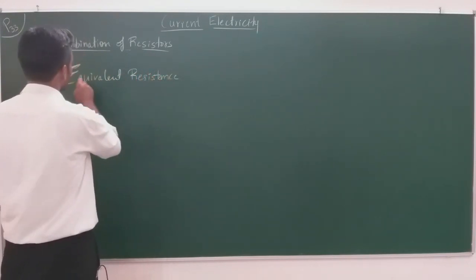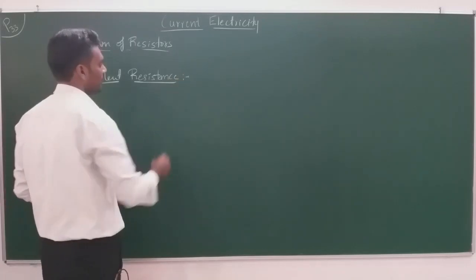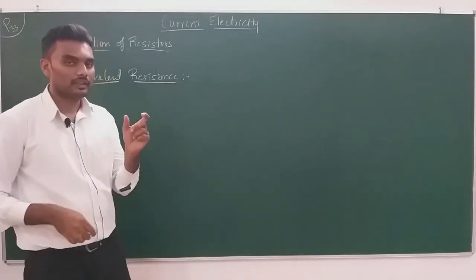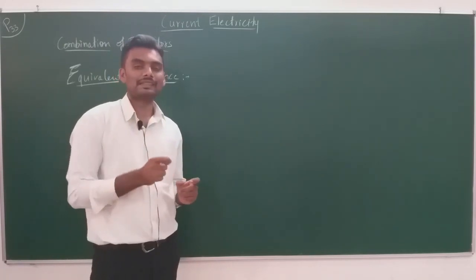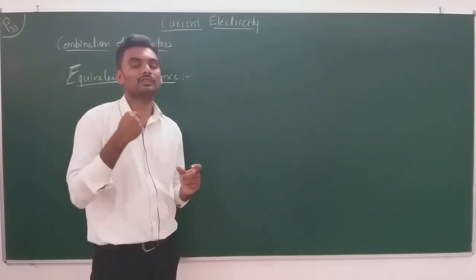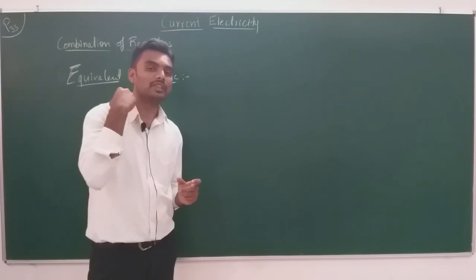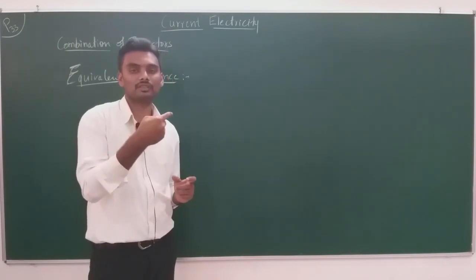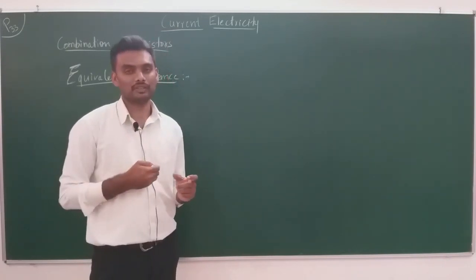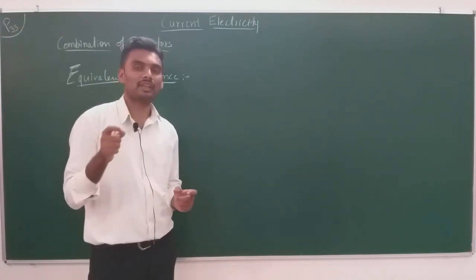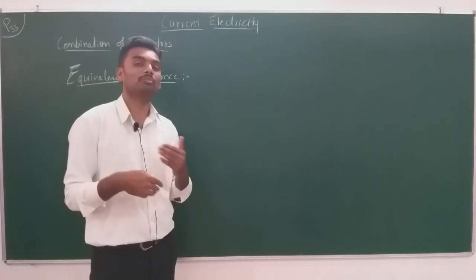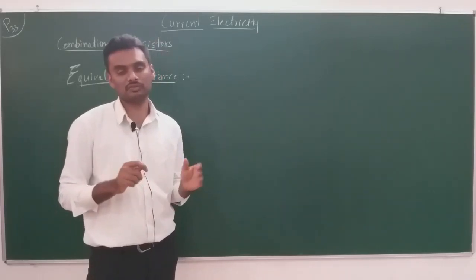Equivalent resistance can be defined as a single resistor which has the same effect as the number of given resistors combined together. Okay. It is a single resistor which has the same effect as the combination of resistors, that is also fine.